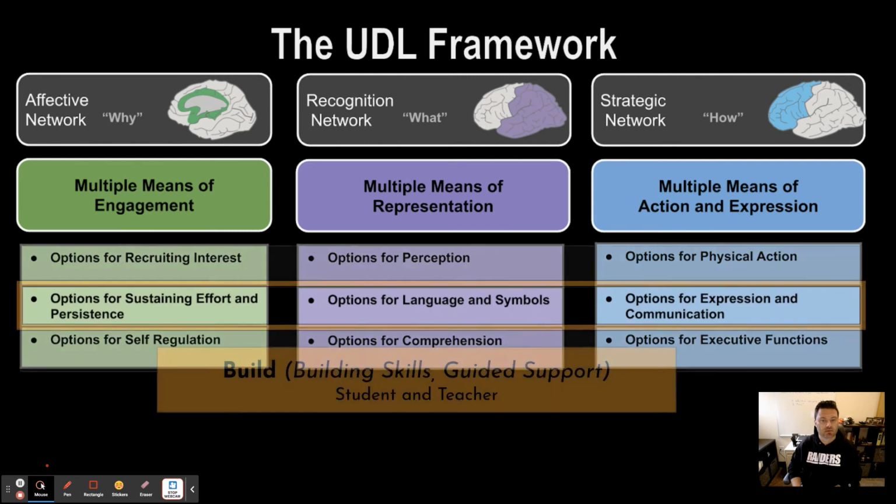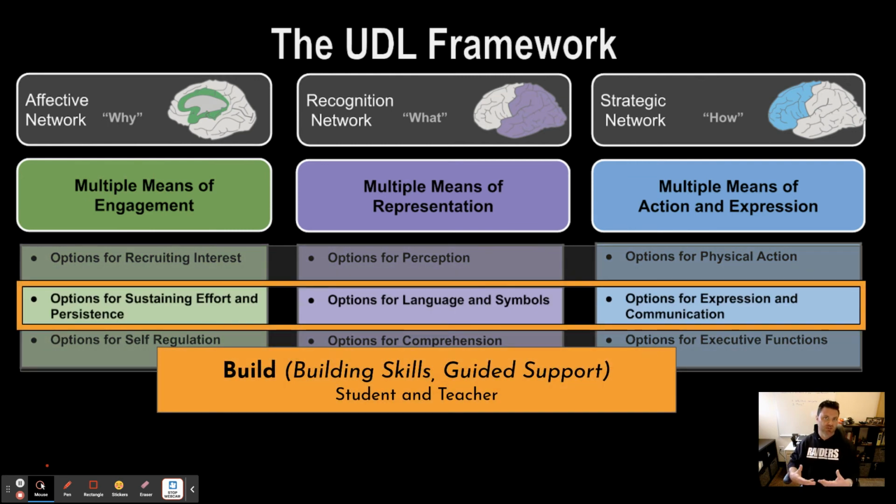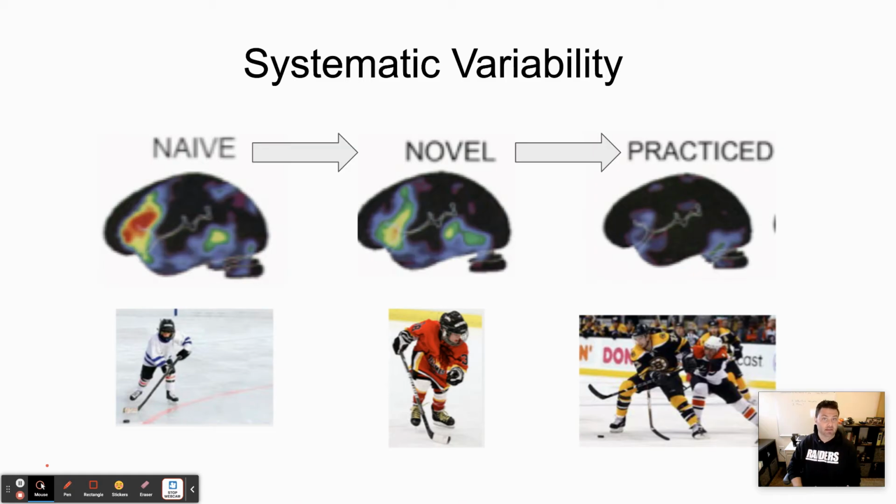That's where this middle row comes in, where we start building our skills through more guided supports, but it's both teacher and student led. So look at these guidelines: sustaining effort and persistence, options for language and symbols, like a Frayer model chart, where the teacher provides the framework and the vocabulary terms, but the student helps make meaning of that. Action, communication and expression, providing different options for communicating. Well, then we have this practice state. And so now you're not thinking about skating anymore. You're not thinking about holding a stick anymore. You're more advanced, and you can start thinking about things like defensive strategy, offensive strategy, and things like that.